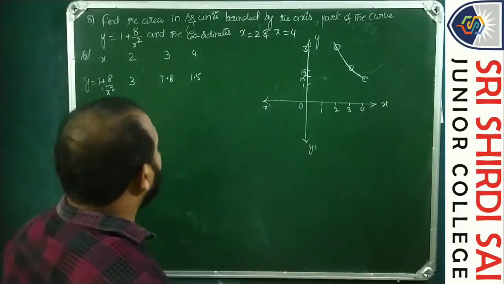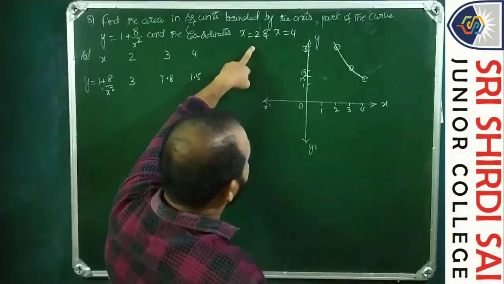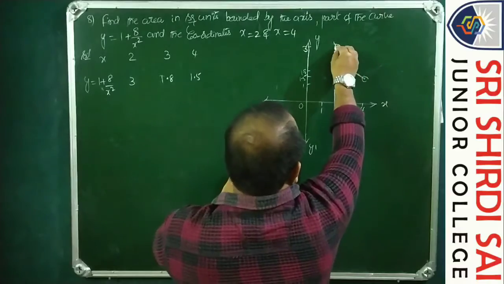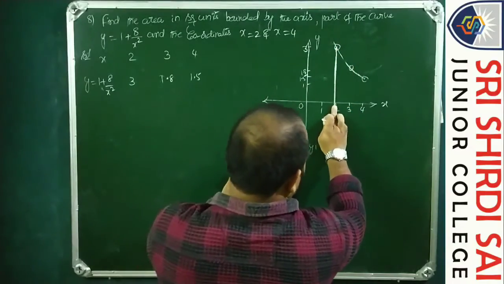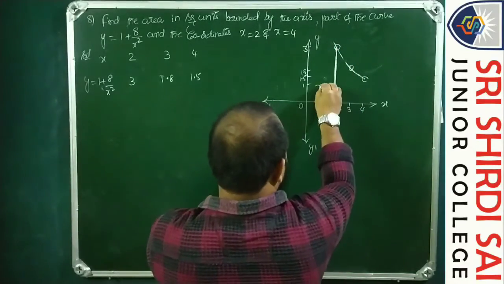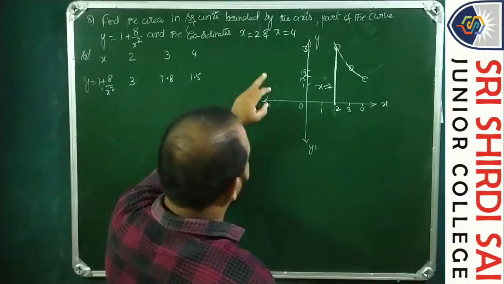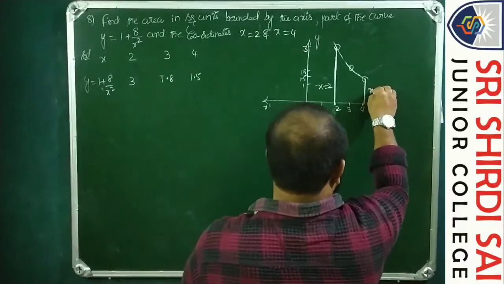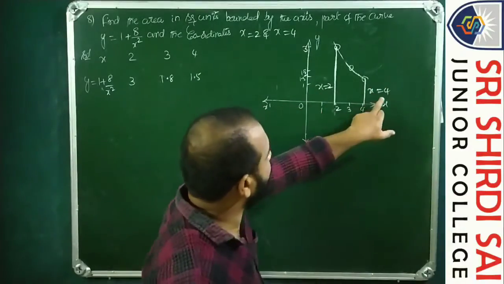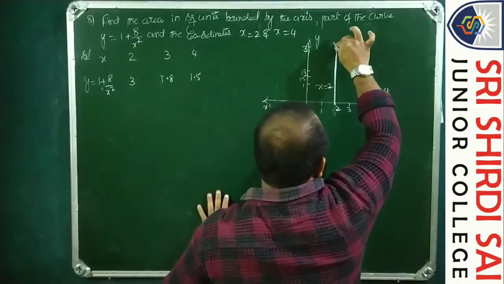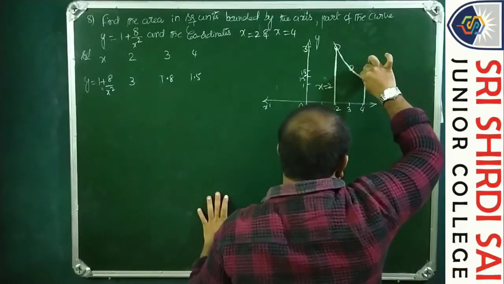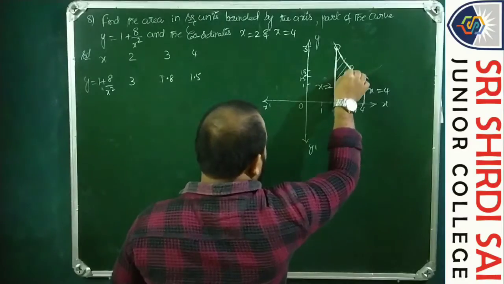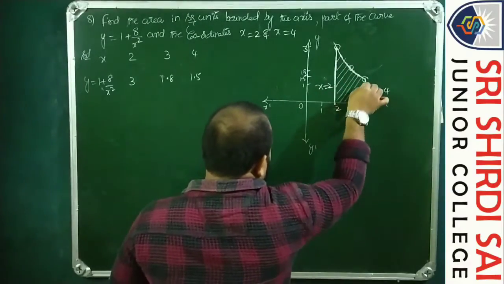Okay. And now x equals 2 is this line. This is x equals 2, and x equals 4 is this line. So x equals 2, x equals 4, and this is the given curve. Therefore, the area of the region bounded by the curve is what we need to evaluate.